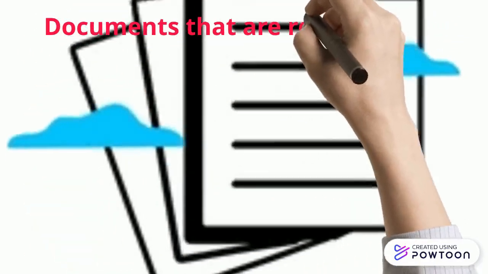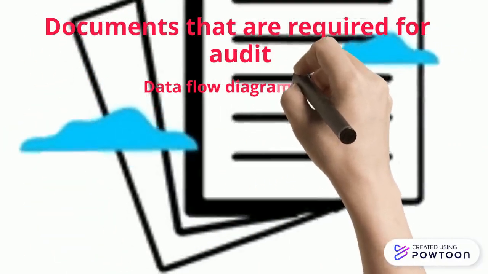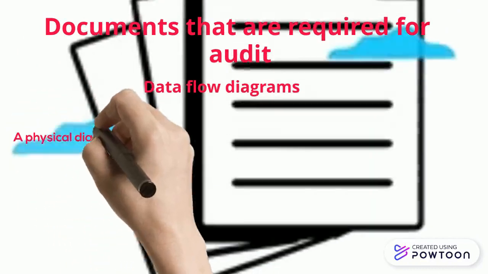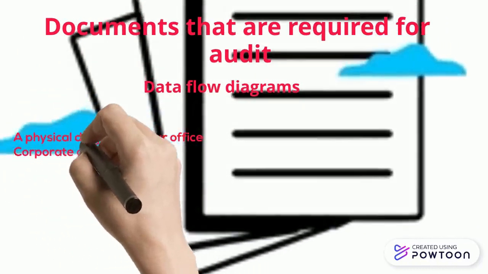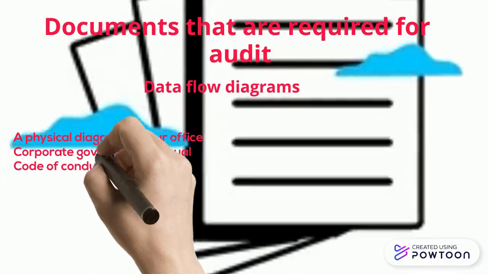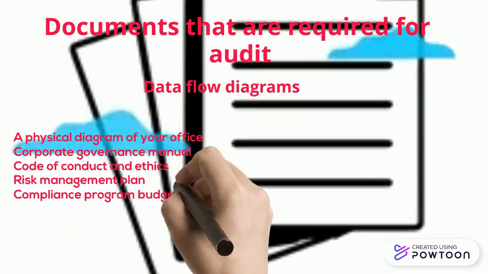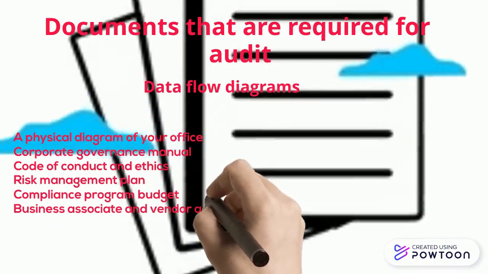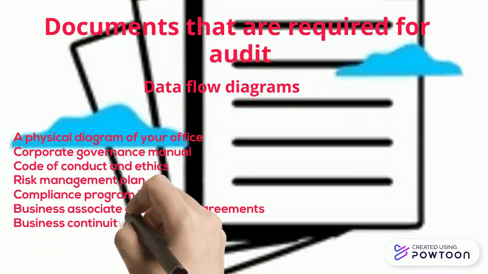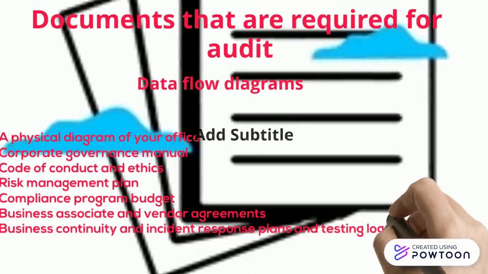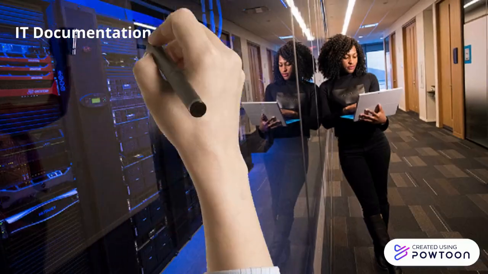Documents that are required for audit. Data flow diagrams. A physical diagram of your office, corporate governance manual, code of conduct and ethics, risk management plan, compliance program budget, business associate and vendor agreements, business continuity and incident response plans and testing logs, IT documentation.